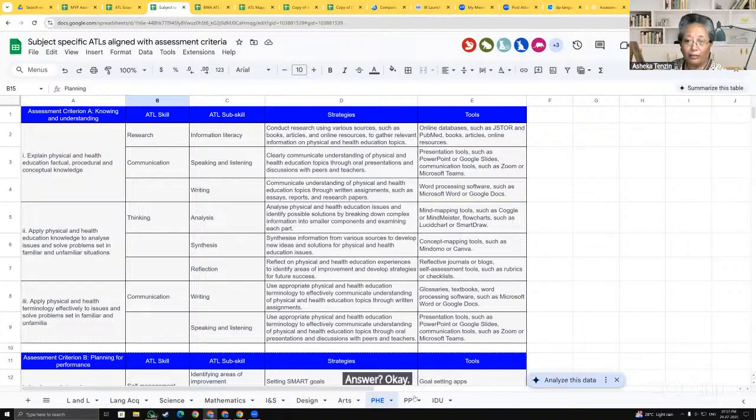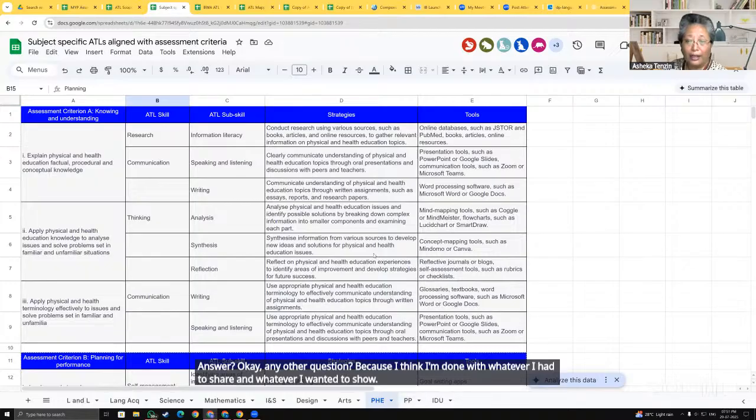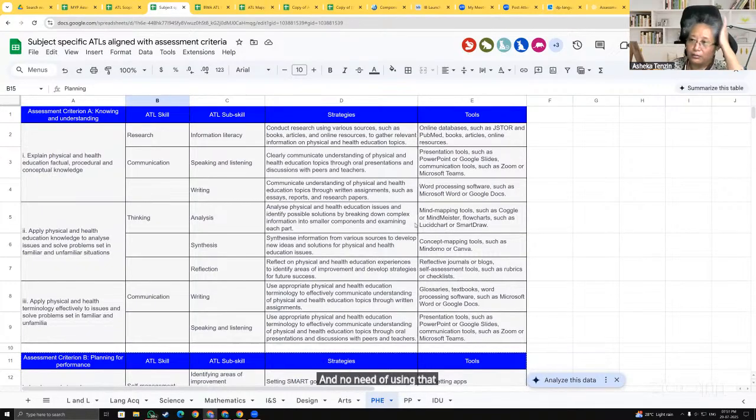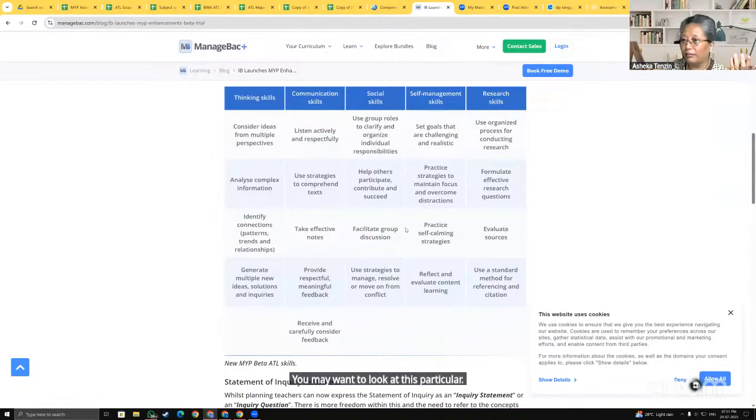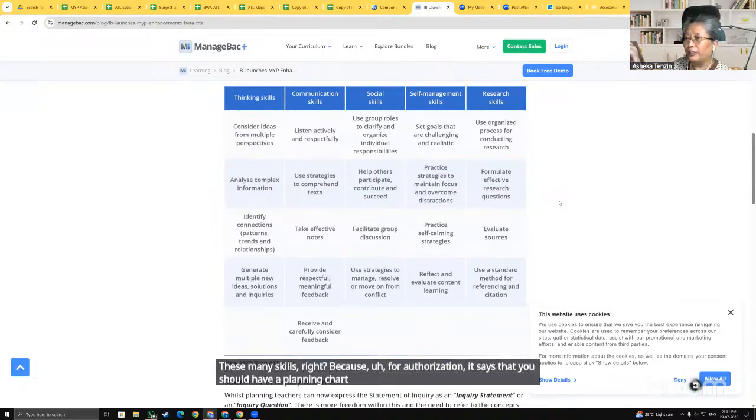Okay, any other question? Because I think I'm done with whatever I had to share and show. And there is no need of using that 140 pages of 140 skills. You may want to look at these many skills, right? Because for authorization it says that you should have a planning chart. They don't say that you need a planning chart of all the 140 skills. Any questions, people? Because I'm done.